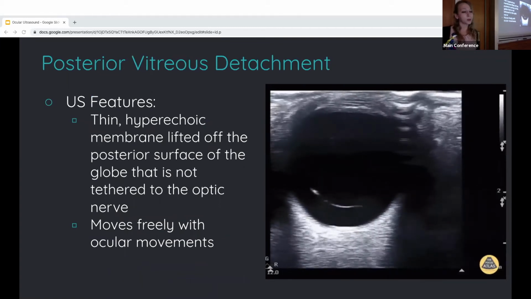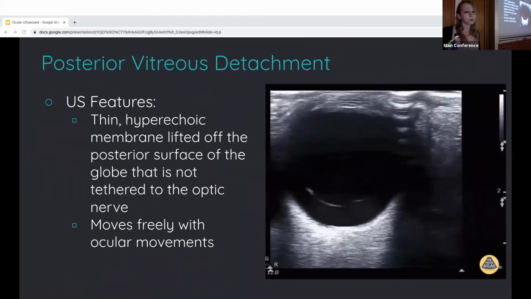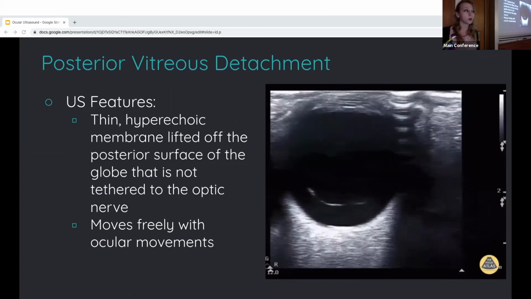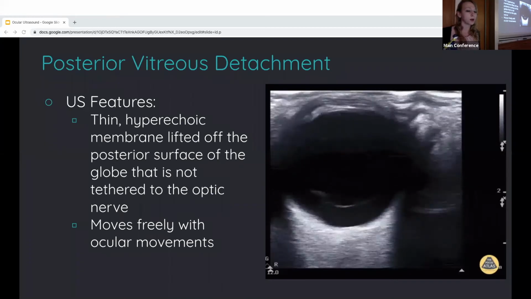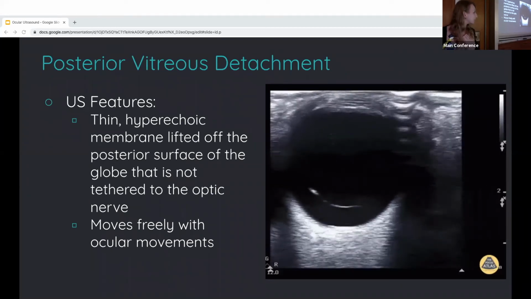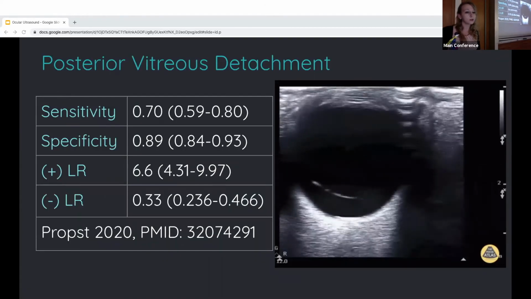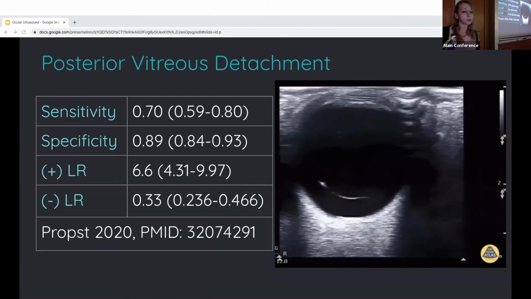Another indication for painless vision loss is posterior vitreous detachment. It presents as a thin hyperechoic membrane that's lifted off the posterior surface of the globe, and it's not attached to the optic nerve. And you can see that it's moving freely as the eye moves. The sensitivity for that is about 70%, and the specificity is about 89%.